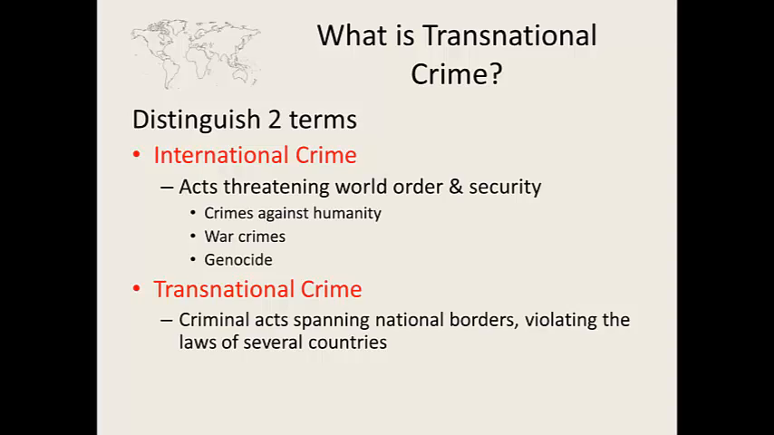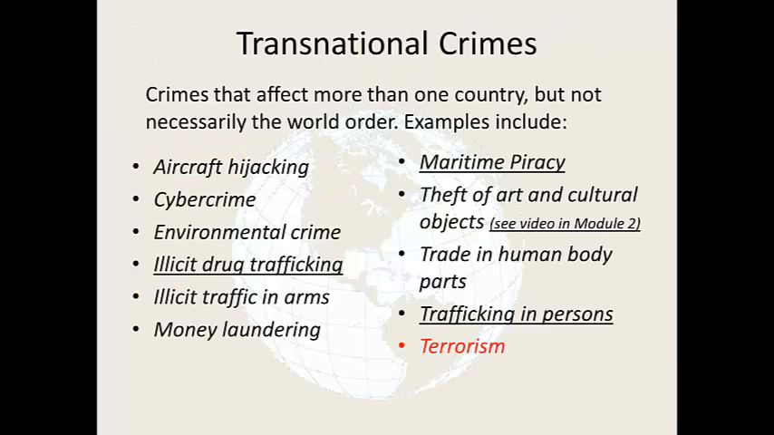And it's quite possible that you, in your discussion boards, might want to bring up some of these. And that's perfectly okay. It's just that when we're talking about transnational crime, we want to distinguish it from international crime. And as you can see here, transnational crime is referring to criminal acts that span national borders, violating the laws of several different countries. As we look at some of these examples of transnational crime, and you see several listed here, these are not all certainly, but a good representation of what transnational crimes would involve.